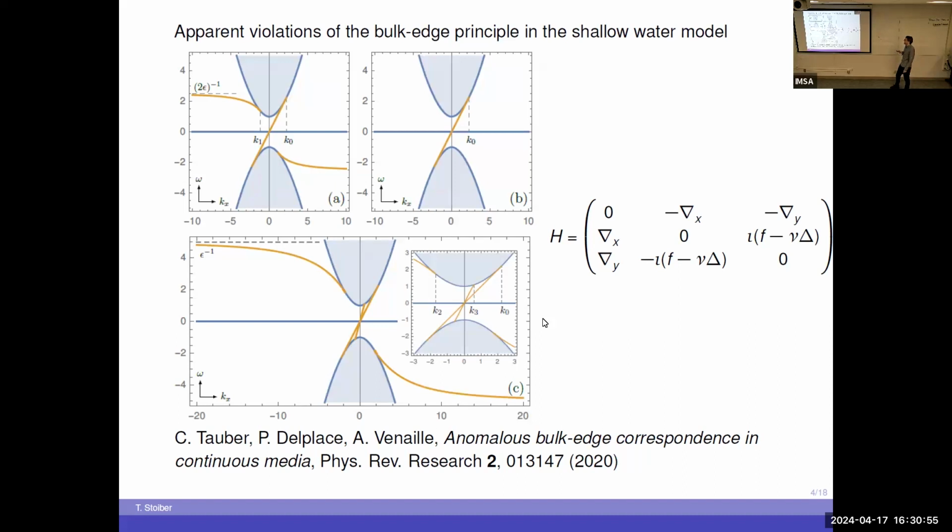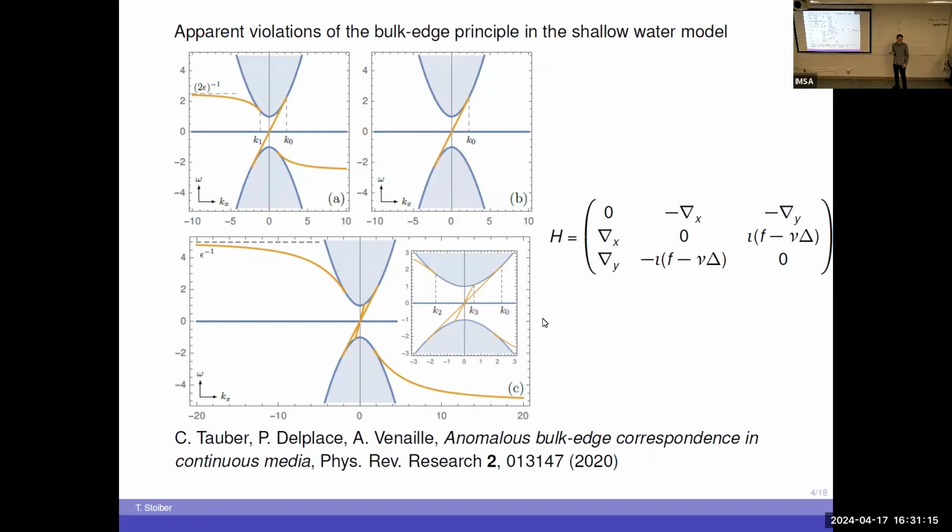So together with Johannes, I mean, we have a bit of skin in the game. Johannes and my PhD advisor, Hermann Schulz-Baldes, were among the first people who ever proved this bulk edge correspondence rigorously. Yeah, so we set out to find out what is going on in these models.